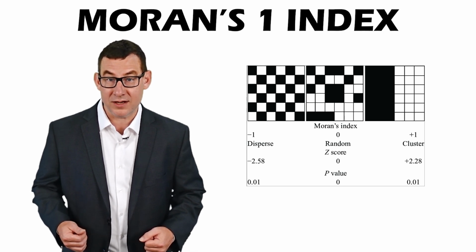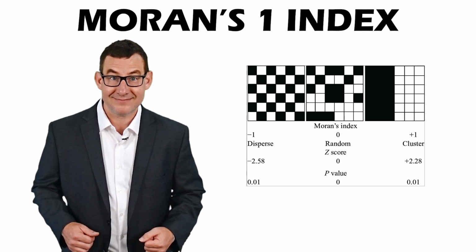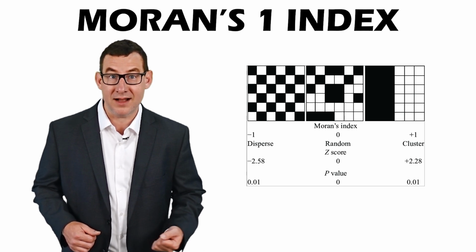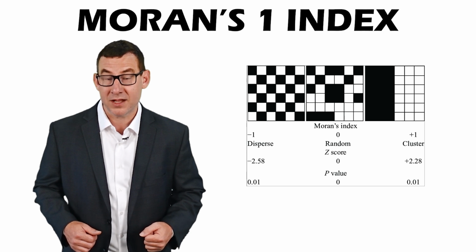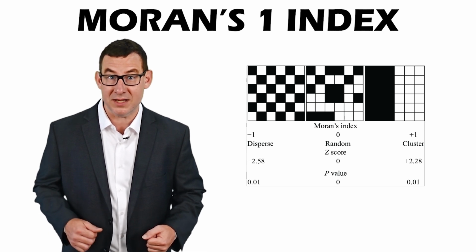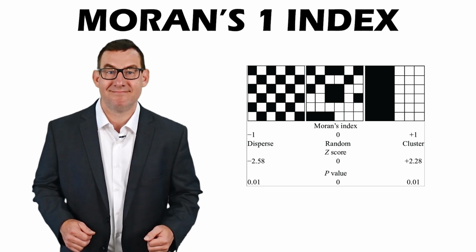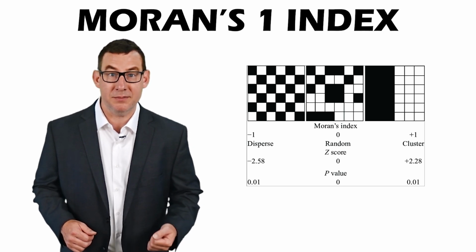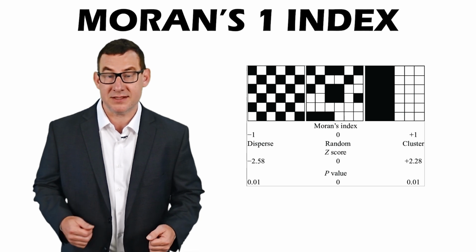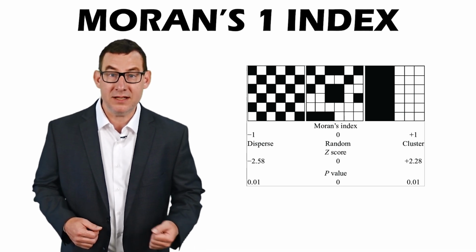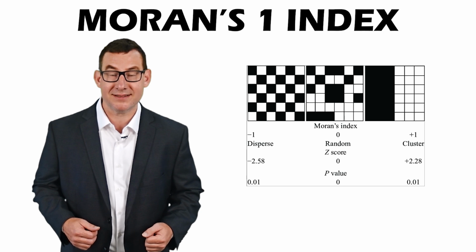Moran's I is an inferential statistic. It must be interpreted in the context of a null hypothesis with an associated z-score and p-value. The null hypothesis can be rejected and the hypothesis accepted if the p-value is statistically significant.